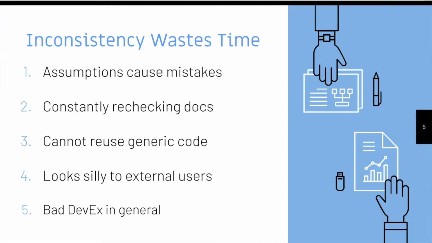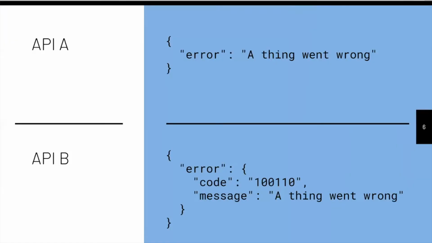It also looks silly to external users, and that can mean you don't look very professional, or it can even bring up concerns of trust in the API, that maybe it's just not going to be very good just because of things as seemingly trivial as naming conventions or whatever. And all of this is just bad developer experience, or DX.